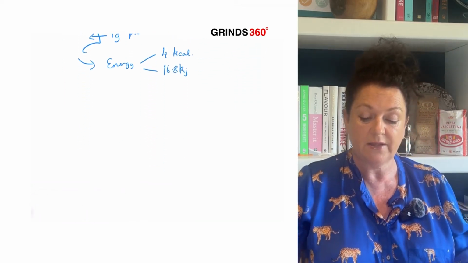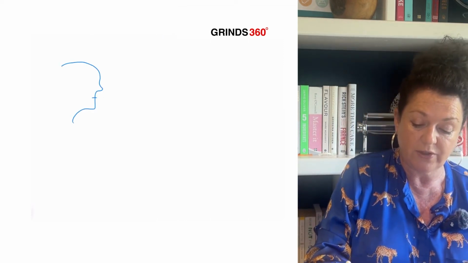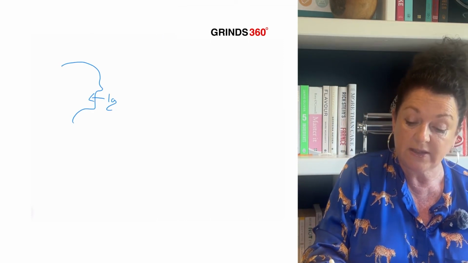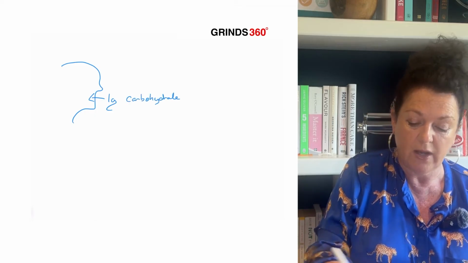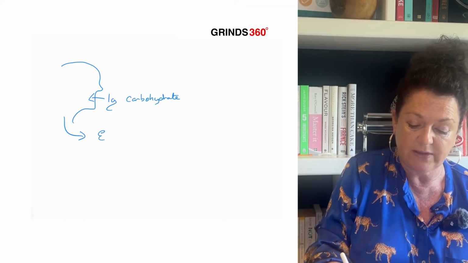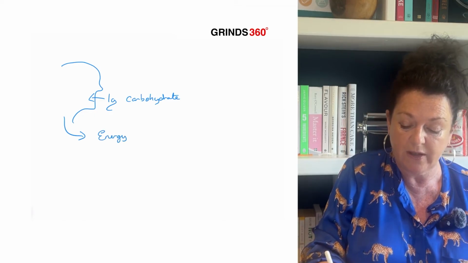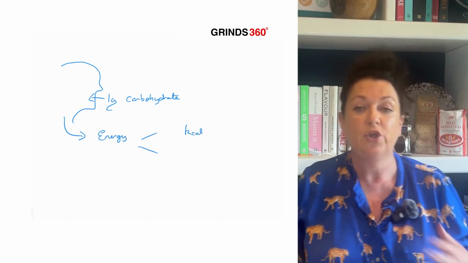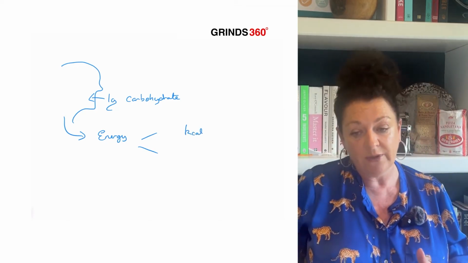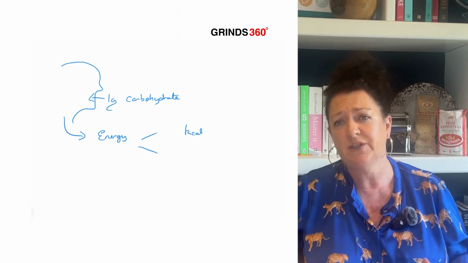Now the next macronutrient will be carbohydrate. Again, because it's a macronutrient, it's 1 gram of carbohydrate. When ingested, provides a source of energy for the body and is measured in kilocalories or kilojoules. Now you and I will speak about kilocalories. And that's something I want to say to you as well.